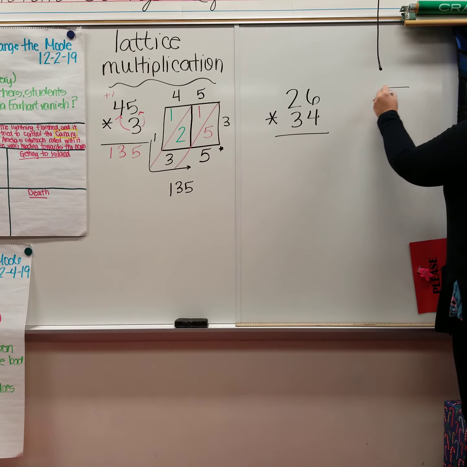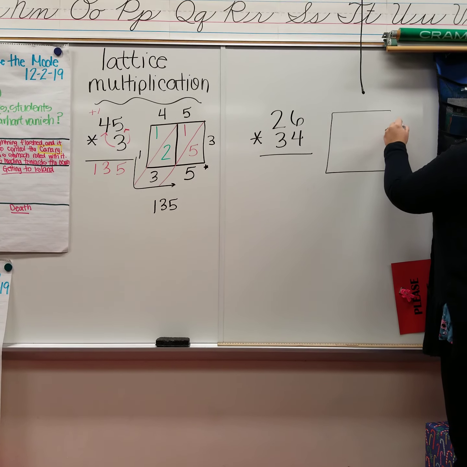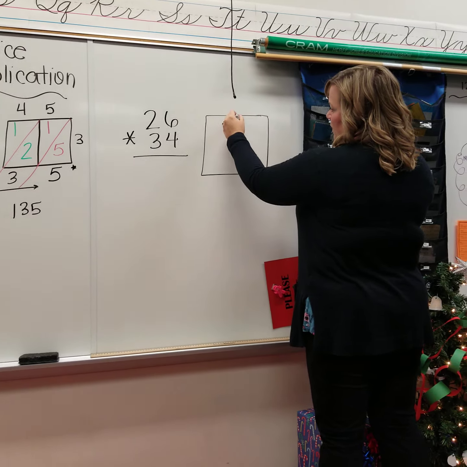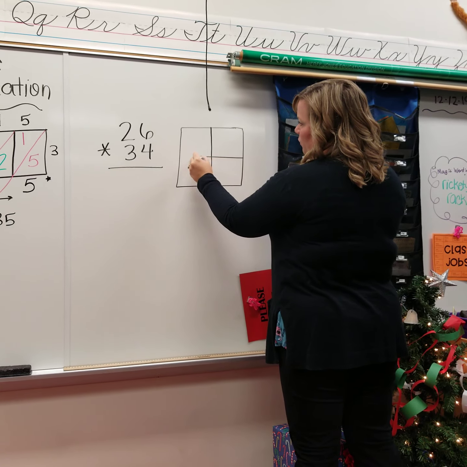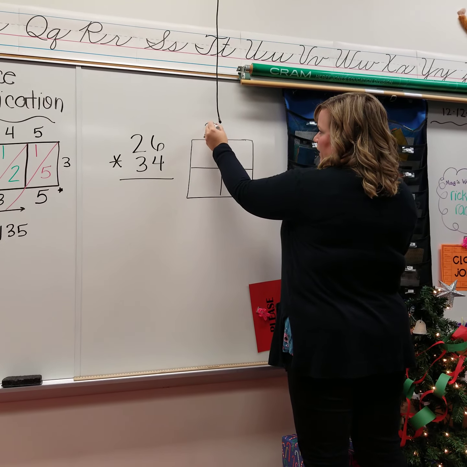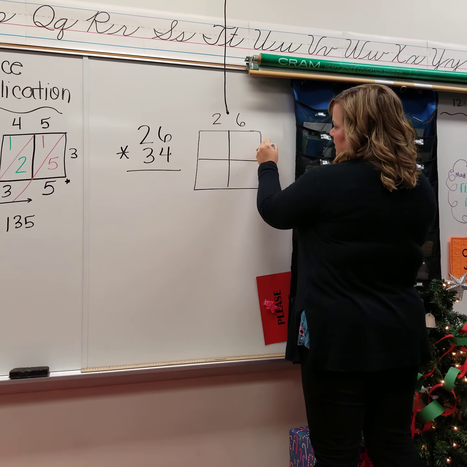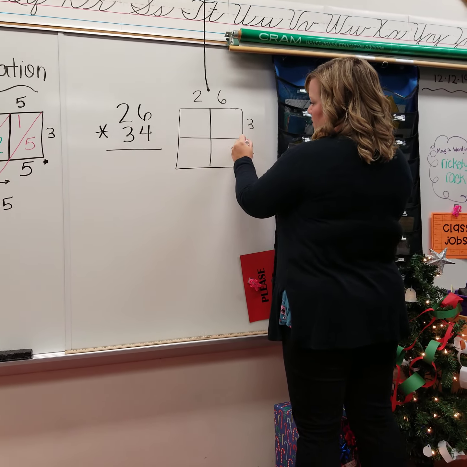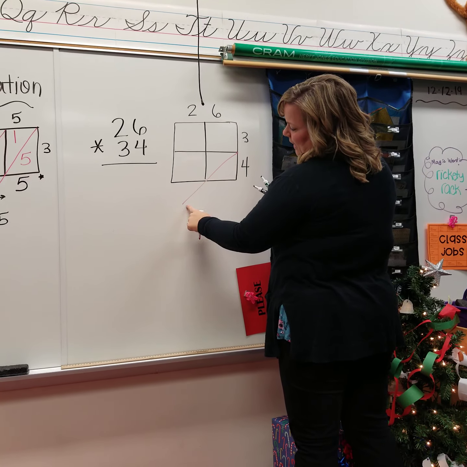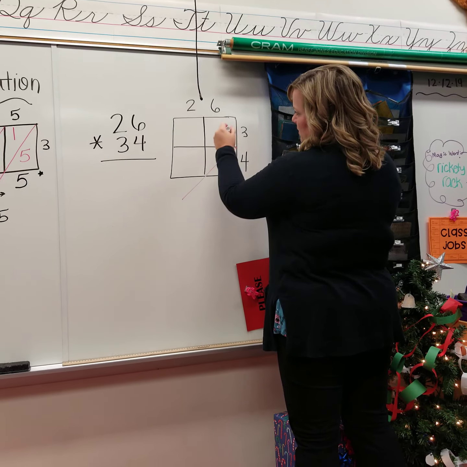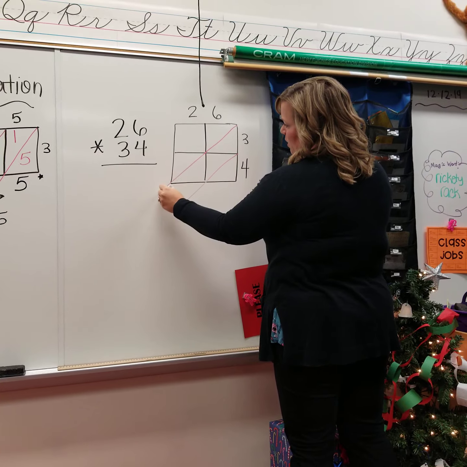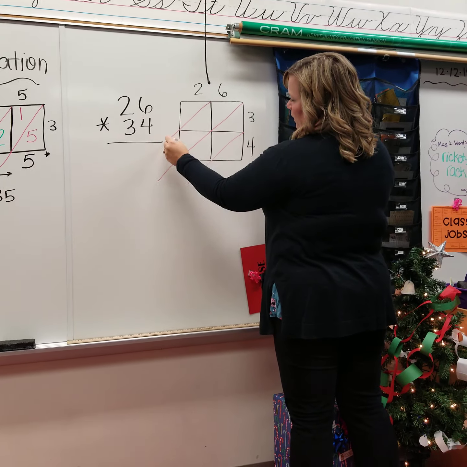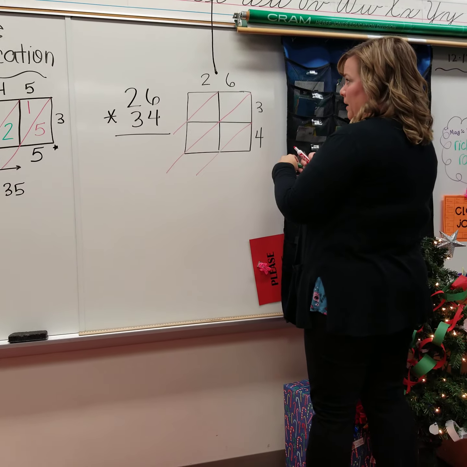So a lattice with a 2 by 2, we're going to draw our box and we're going to divide it into 4 squares. So I have 26 times 34. I'm going to draw my diagonals, and you want to make sure the diagonals extend past the box because that's where the work comes into play. Here, and then here, and then I just start my multiplication.